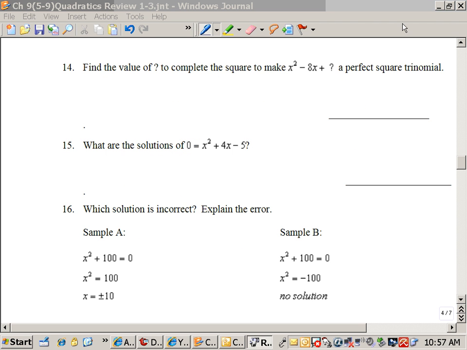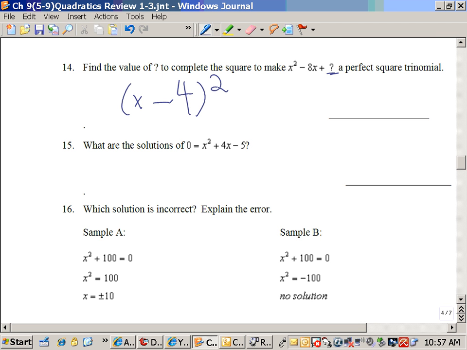Okay, next one. What I'm doing here is you are taking the negative 8. You have to half it and square it. That's what goes on the end. So it's x minus, squared. I take half of 8. That gives me 4. 4 squared is 16. Positive 16. Good job. Shout out to Bryce.